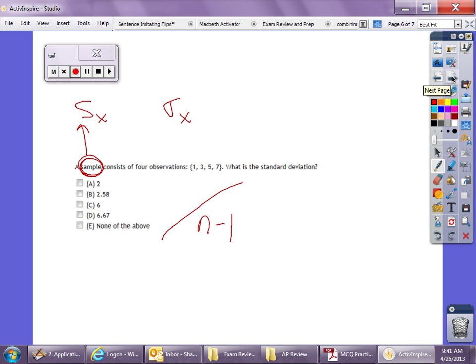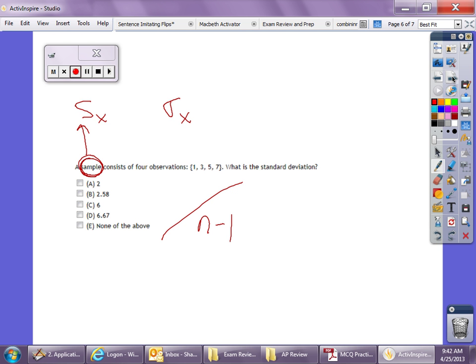Okay, a sample, and that's important that they told us a sample because it will tell us whether we're going to divide by n or divide by n minus 1, consists of 4 observations. What is the standard deviation? There is no excuse for getting this problem wrong. This should have been done on your calculator.